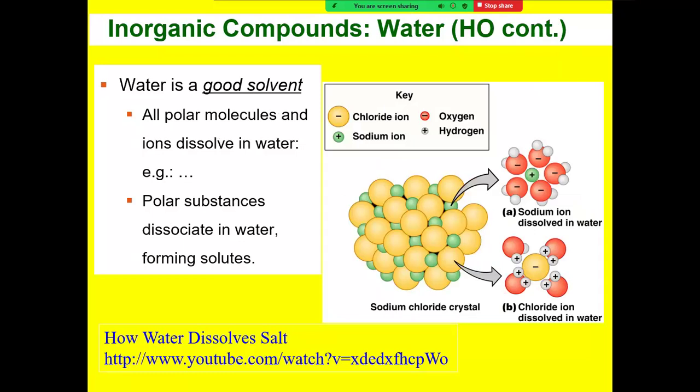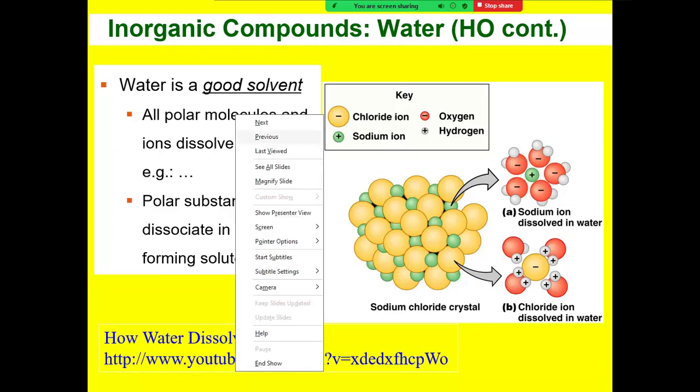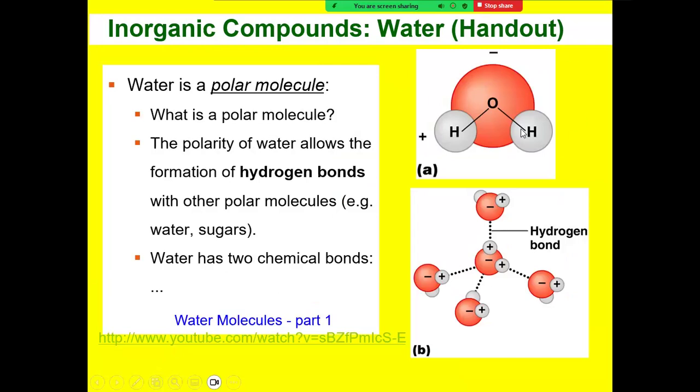All right. Water is a good solvent. All polar molecules and all ions can dissolve in water. A polar molecule would be something like water, and it will have a charge in the molecule. Let me go back. So it would be another molecule other than water, but it'll have a partial positive charge on one end of the molecule, and a partial negative charge on the other end of the molecule. Obviously, water is a polar molecule.